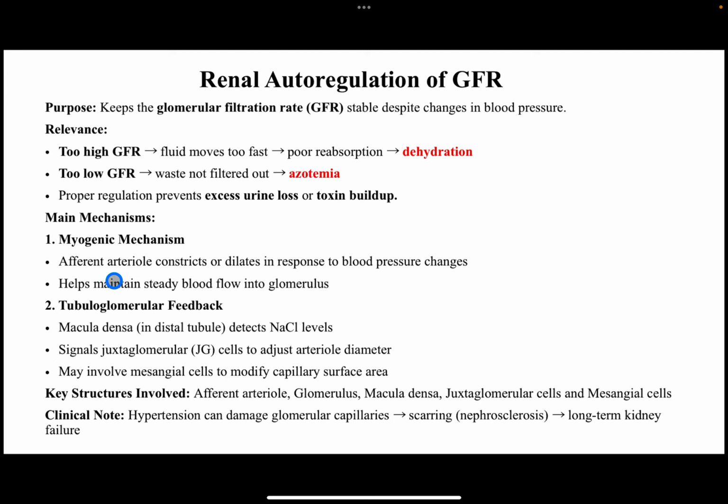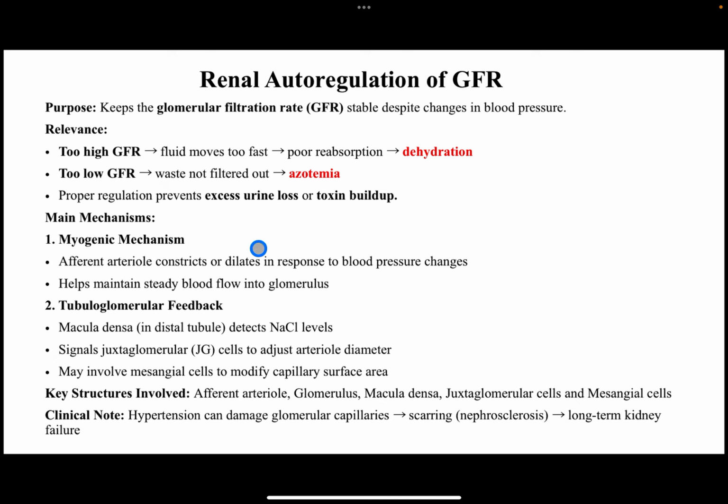In a situation where your glomerular filtration rate is too low, it means that the renal blood flow towards the glomerulus is also very low. In that situation, the afferent arteriole will dilate, and the moment it dilates, it will facilitate the movement of a lot of blood into the glomerulus, and that would cause the glomerular filtration rate to increase. That process is what we call the myogenic mechanism.